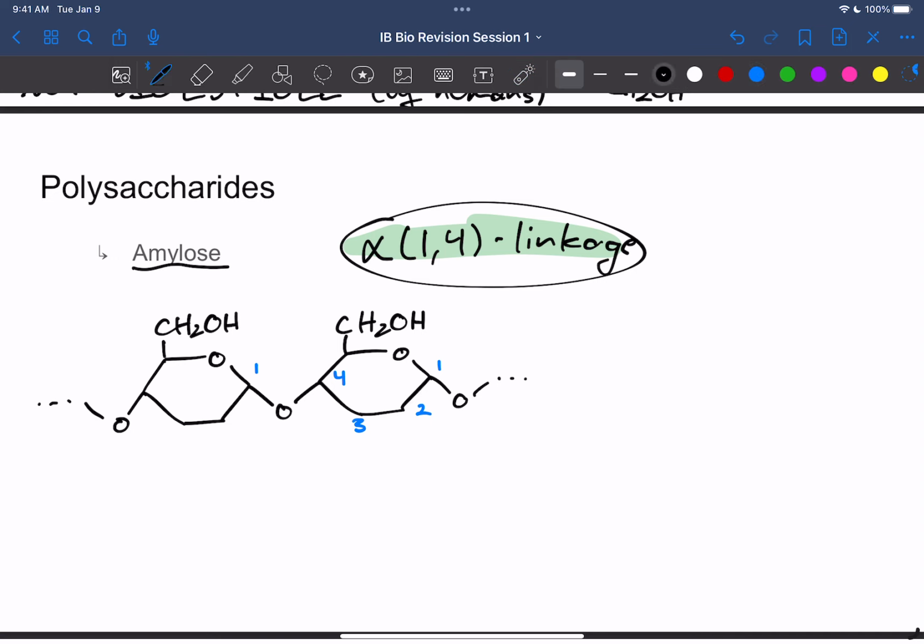So it's a pretty simple sort of chain, and its simplicity allows it to form helical arrangements. So in plants, it forms a helix. This one is helical, not cellulose. And yeah, it's an alpha 1,4 glycosidic linkage, and its digestibility is actually pretty hard. It's pretty hard to digest.